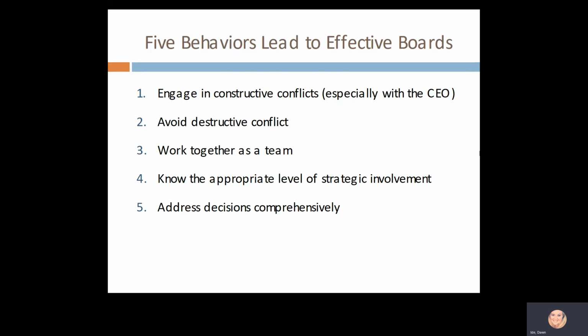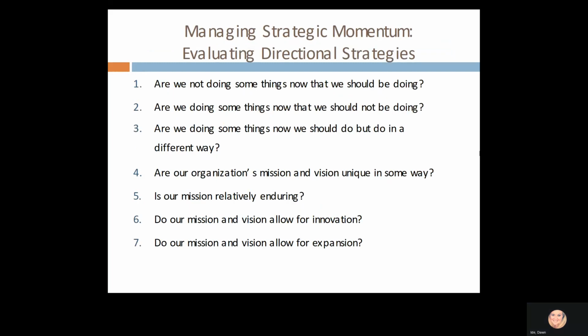But you should avoid destructive conflict. And that kind of sounds like the same thing. But what it means is, if you know that something is going to do more harm than good, don't say it. Don't do it, right? Work together as a team, know the appropriate level of strategic involvement, and address decisions comprehensively. Managing strategic momentum, evaluating directional strategies.